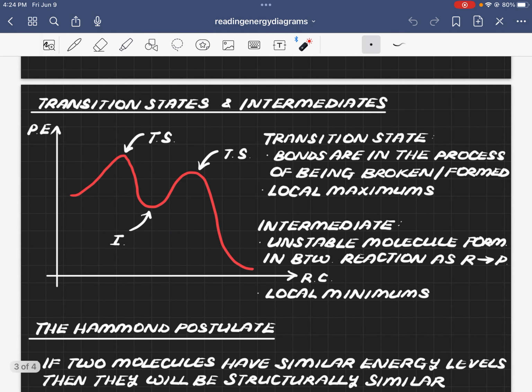So we can also determine the transition state and intermediate from an energy diagram. Transition states are molecules that are formed when bonds are in the process of being broken or formed, and they're located at local maximums. So these points here would be the transition state. An intermediate, on the other hand, is just an unstable molecule that is formed in between the reaction as we're forming products from reactants. And intermediates are located at local minimums here.